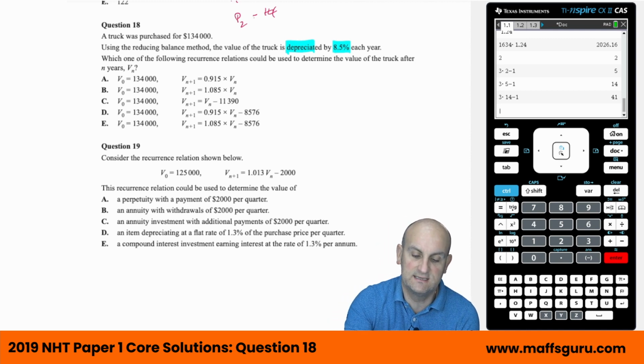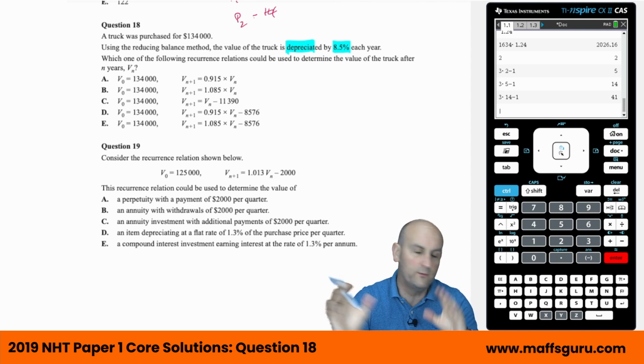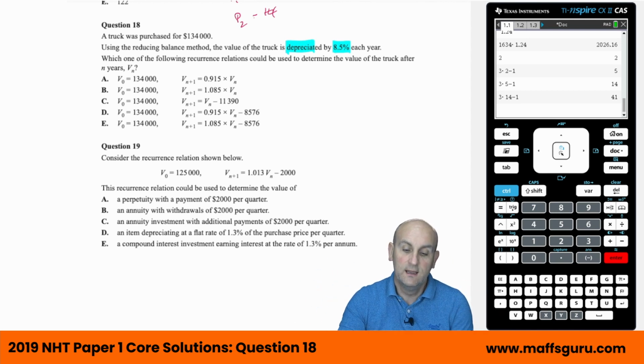Okay, so because it's years and years and years, we don't have to worry about dividing by 12s or 52s for months or weeks. So we know that V0 has to start with 134,000. All of them do. What we do need to do is work out our depreciation.